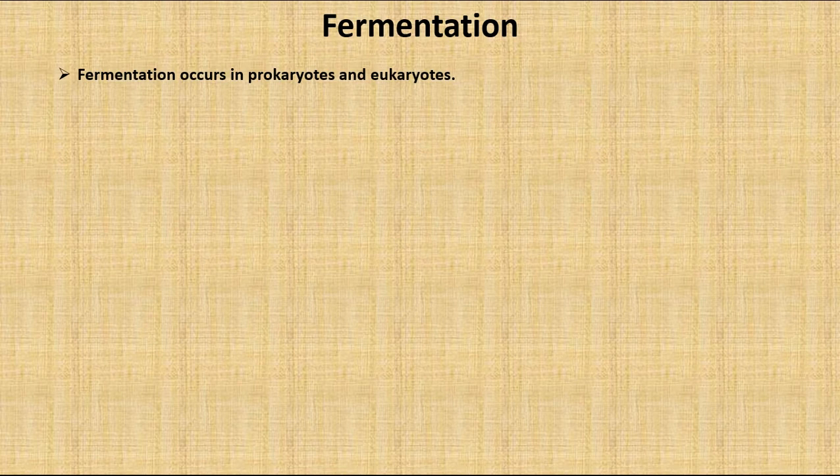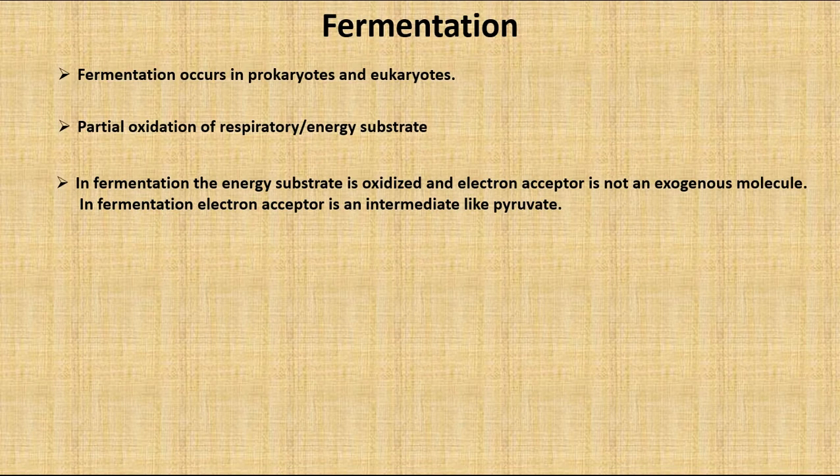In this video we will discuss fermentation. Fermentation occurs in prokaryotes and eukaryotes. It is the partial oxidation of a respiratory or energy substrate. In fermentation, the energy substrate is oxidized and the electron acceptor is not an exogenous molecule. In fermentation, the electron acceptor is an intermediate like pyruvate.